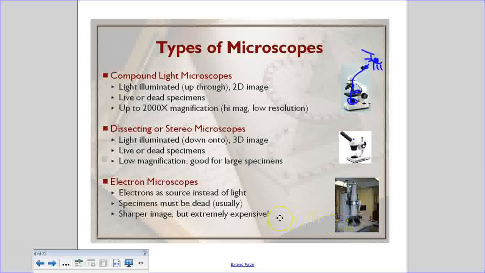Electron microscopes are, well, first of all, different in that they use electrons instead of light, which gives them a higher resolution. It allows us to see a lot more detail. Unfortunately, it also means that specimens must be dead. And extremely expensive.